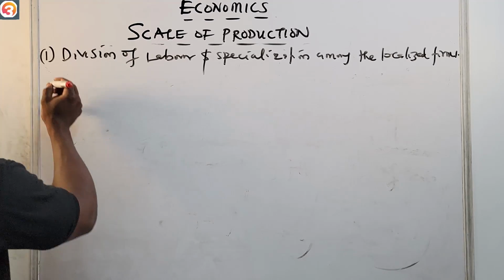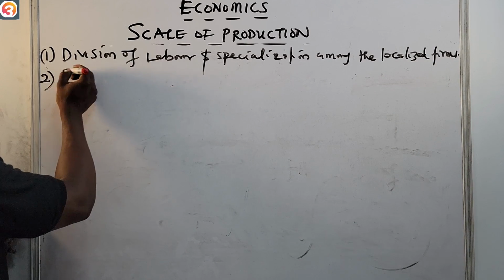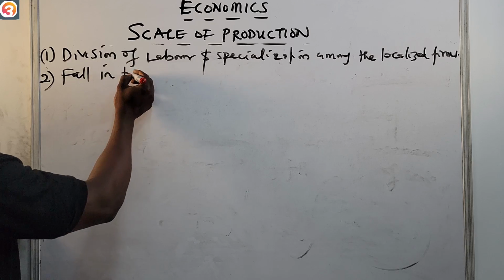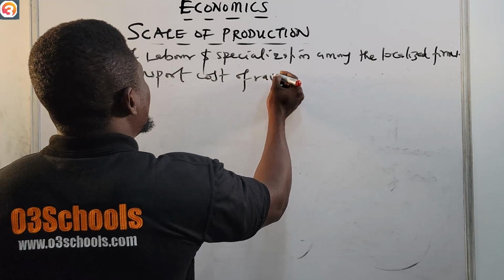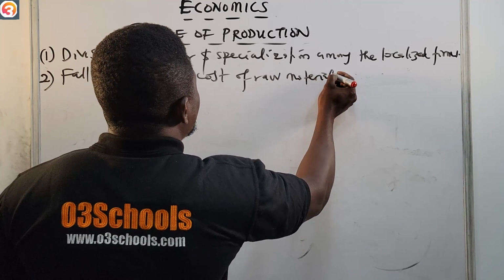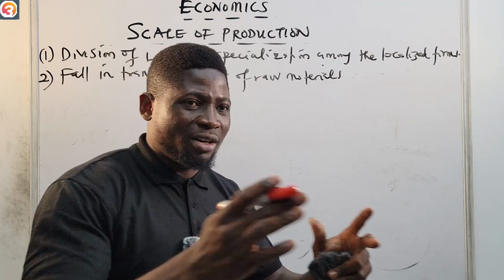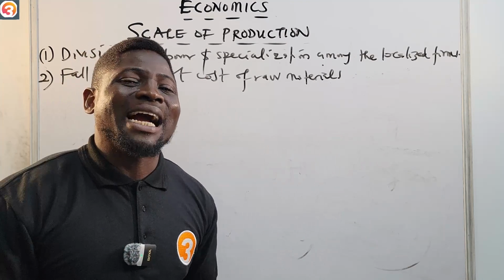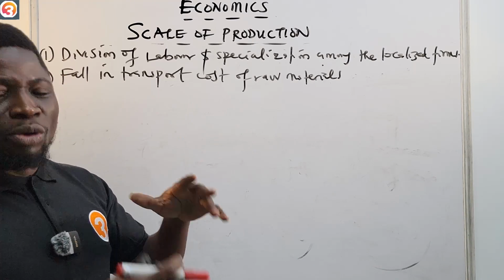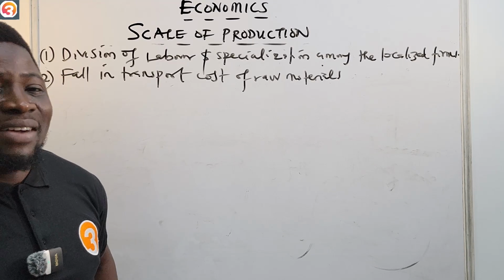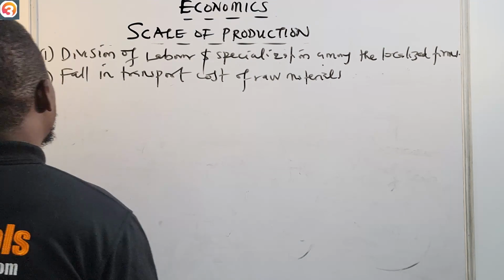Number two, fall in transport cost of raw materials from one firm to another. As you're transporting raw materials from one firm to another, because you have localized and you are in the same locality, the same area, you see that the transport cost will be sufficiently reduced. This is another advantage that firms that localize enjoy. What's more, number three, higher productivity.